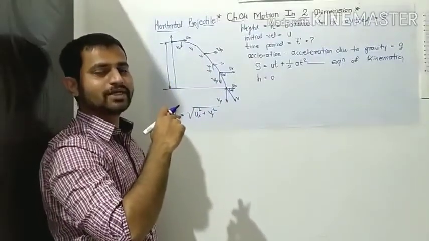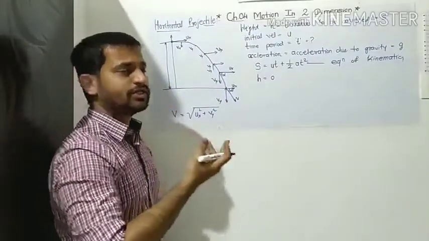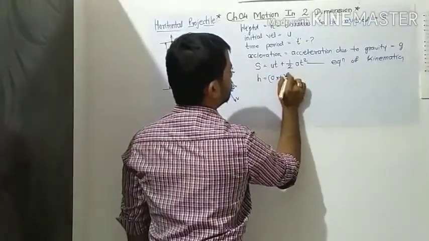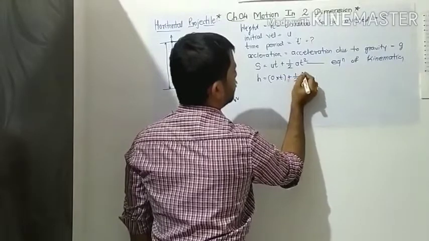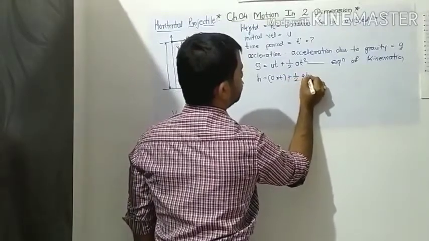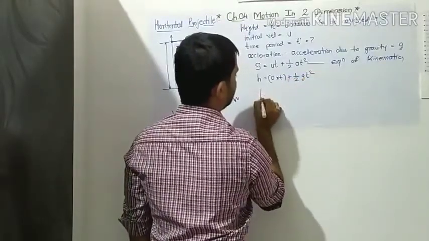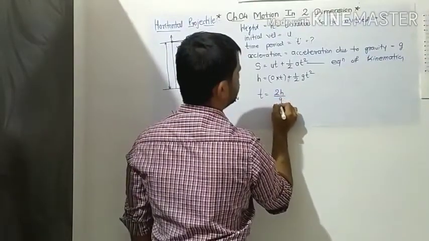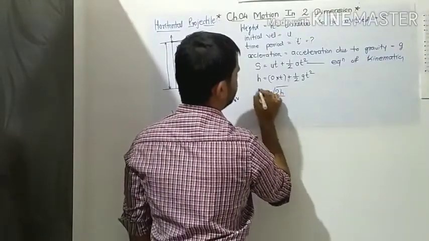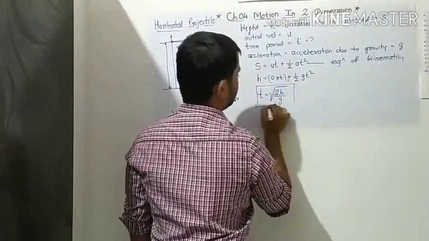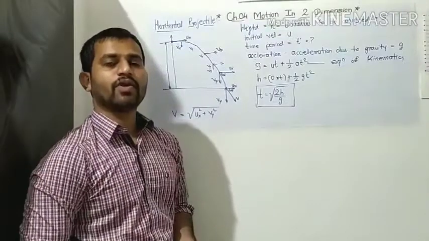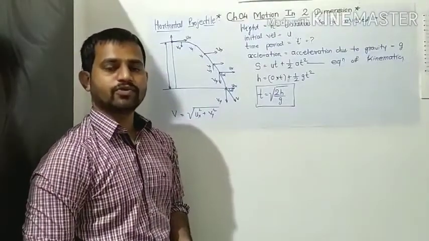Its initial velocity is 0, so it will be 0 into t plus 1/2 a, where a is equal to g, into t square. So it gives us the value of t is equal to the square root of twice h upon g. This is the value of the time the object will require to cover the horizontal projectile motion.